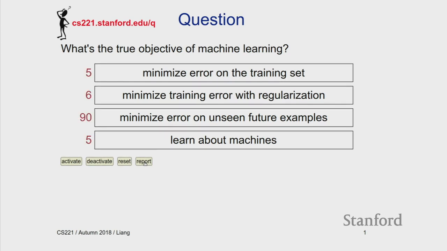OK, so I'm going to get a report. 5 of you said minimize training error. 6 of you said minimize it with regularization. 90 of you said minimize error on future examples. And 5 of you want to learn about machines. OK, so the correct answer here is, no, it's about minimizing error on unseen future examples. And this is kind of a really tricky thing, which we'll get to a little bit.